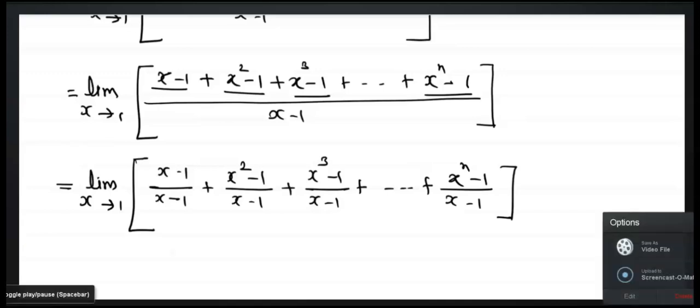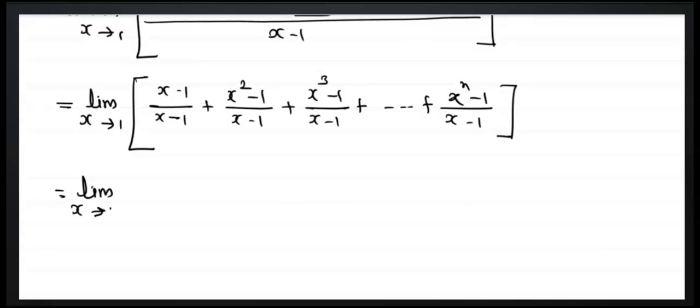Now we can write it like this. Split up means x minus 1 upon x minus 1 plus x square minus 1 upon x minus 1 plus x cube minus 1 upon x minus 1, and in this way. And now we will apply the formula. But this is very simple: x minus 1 upon x minus 1, numerator and denominator are both the same, so the answer is 1. Therefore, here we directly apply the formula. The first answer is 1.